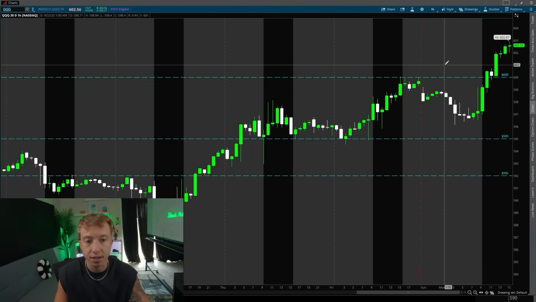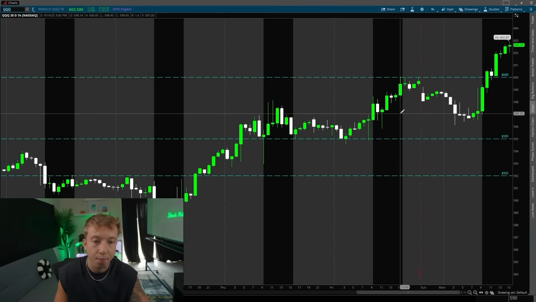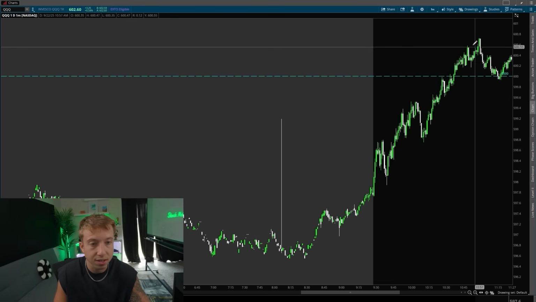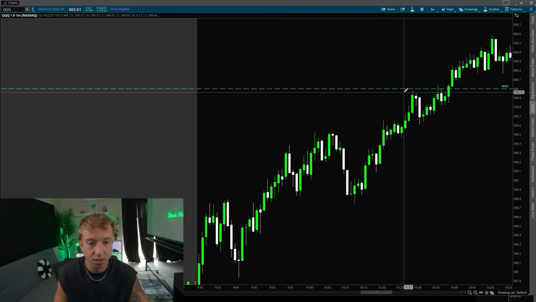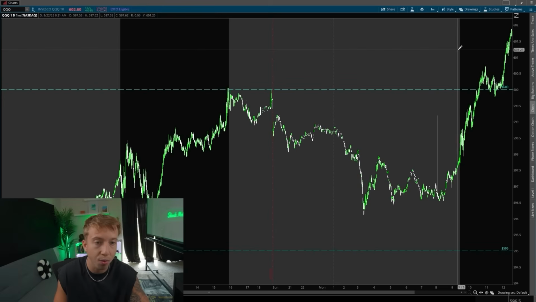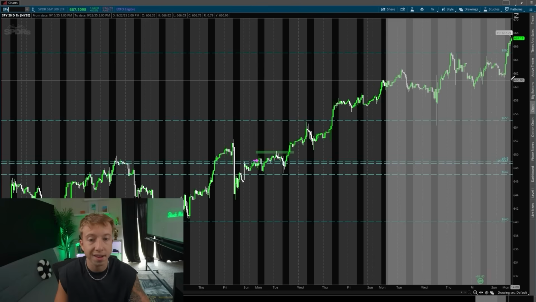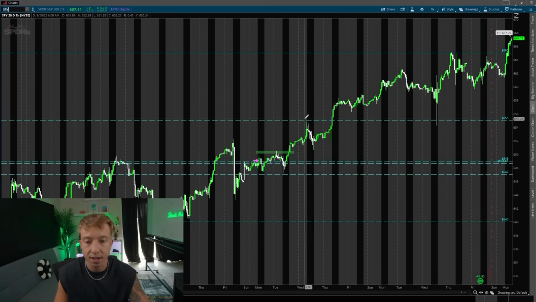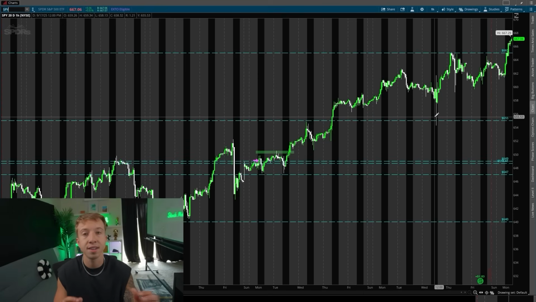QQQ, another great example of a key level. We could see that price came up to this $600 level, and then we go to the 1 minute chart and we can see that we also reacted at this $600 level, and then once we broke out, we had a nice breakout. SPY, same thing here. You guys can see the reactions in this area, the 655, and then it broke out, retested the 655 level, so that's a nice key level to the downside if we ever get back down there.